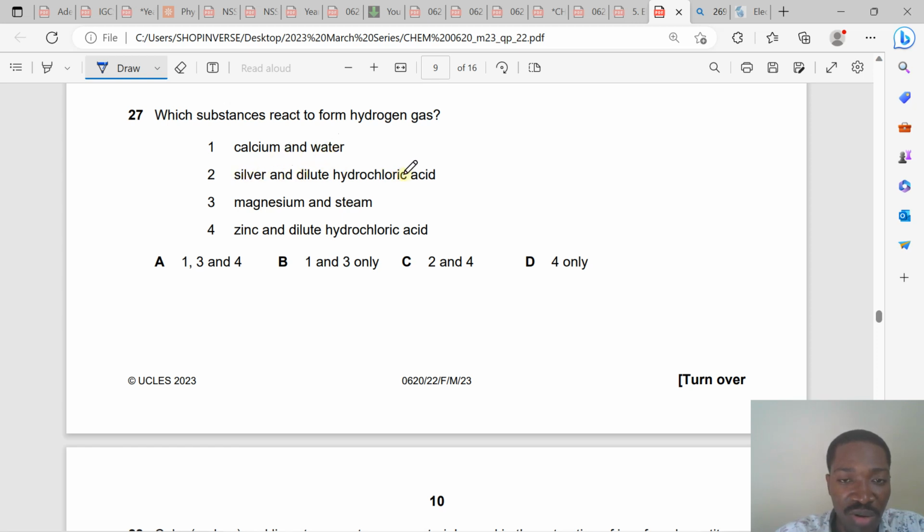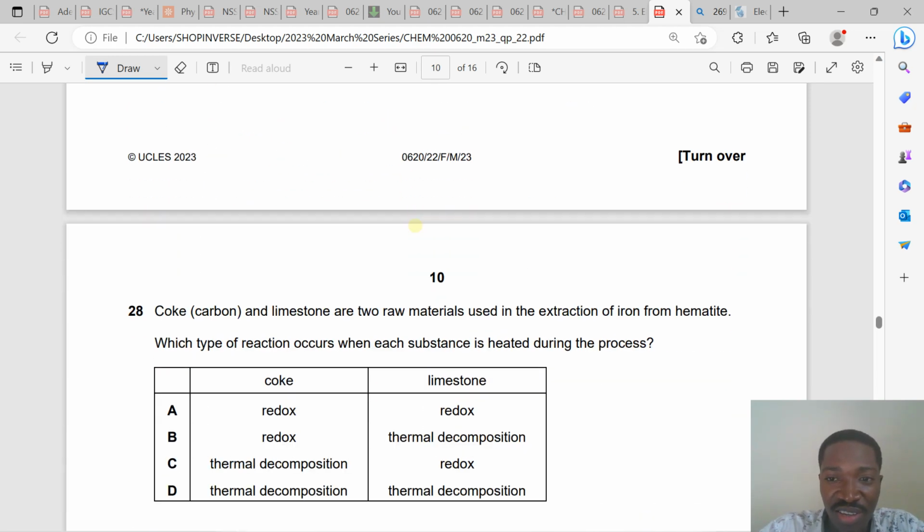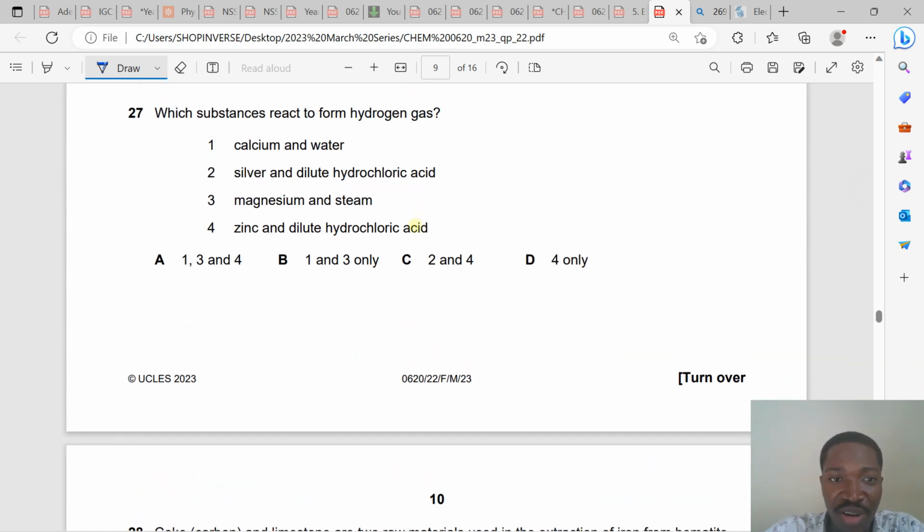Silver and dilute hydrochloric acid. Magnesium and steam. Zinc and hydrochloric acid. I've not been referring to the electrochemical series. Okay, so we have to refer to the electrochemical series now.